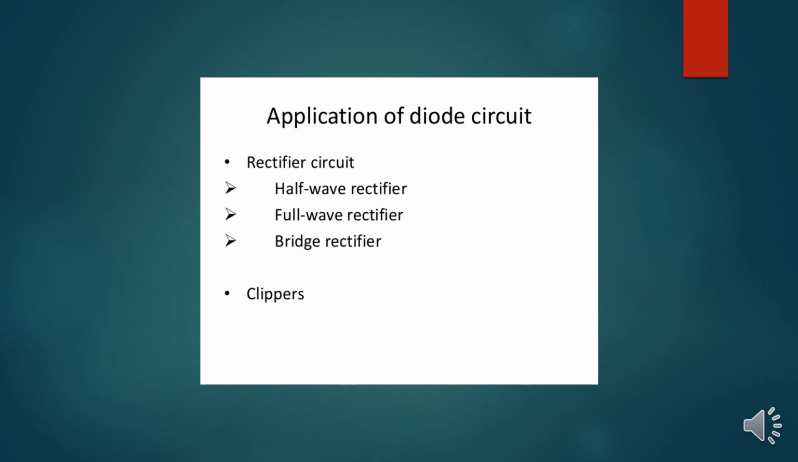The applications of the diode are very many, though we are not that familiar with them. Applications include rectifier circuits such as the half wave rectifier, full wave rectifier, bridge rectifier, and the clipper, clamper, and many other applications for the diode.